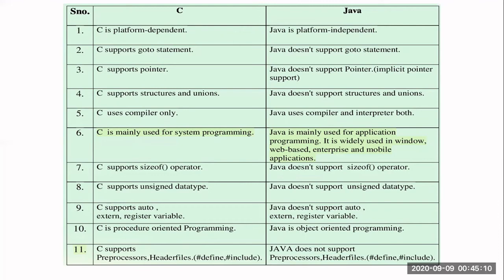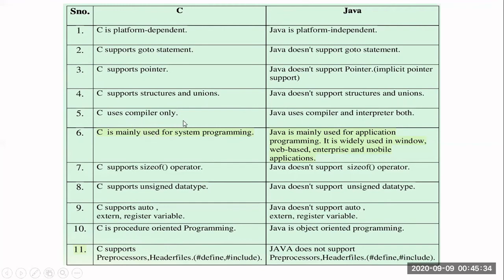Remember, in C programs we have the goto statement, an unconditional jumping statement, but in Java we don't have that. In C, we have the concept of pointers. If you remember, a pointer has the address of another variable, but Java does not have the concept of pointers. C supports concepts like structures and unions. In Java we don't have structures and unions.